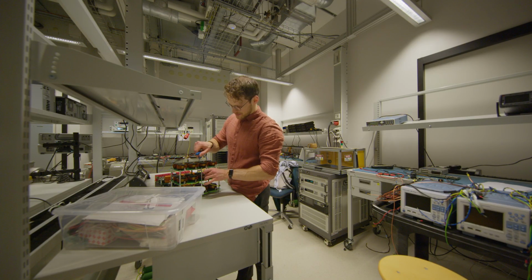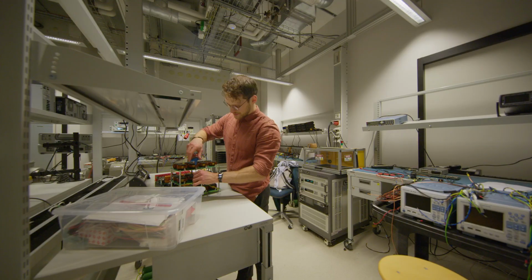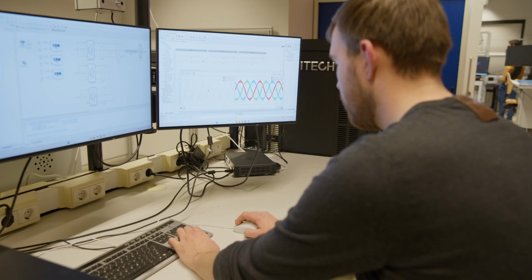So it's about the design of converters and inverters, not only from the hardware point of view, but also the software point of view. So you can also learn, for example, or focus on the control of the power electronics itself. So there are different paths that you can take.